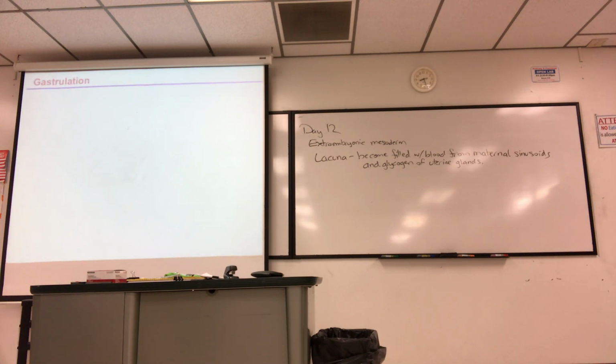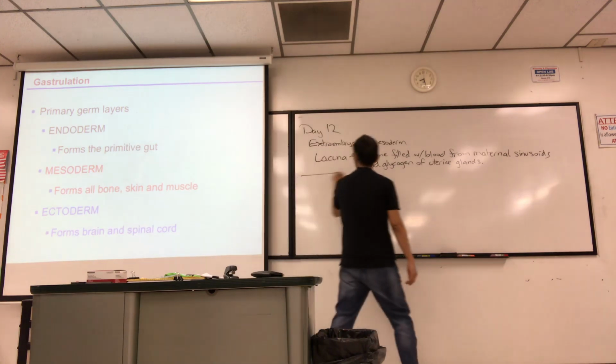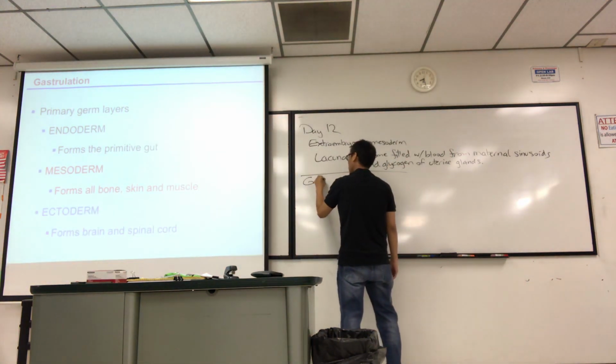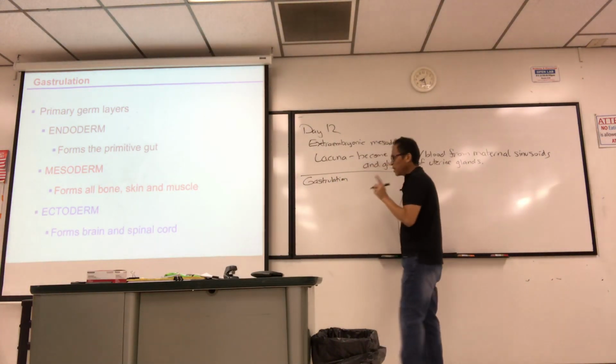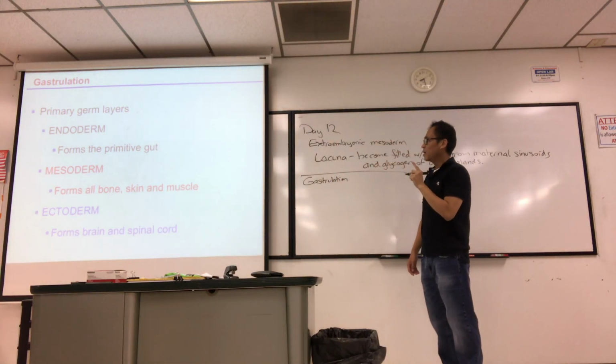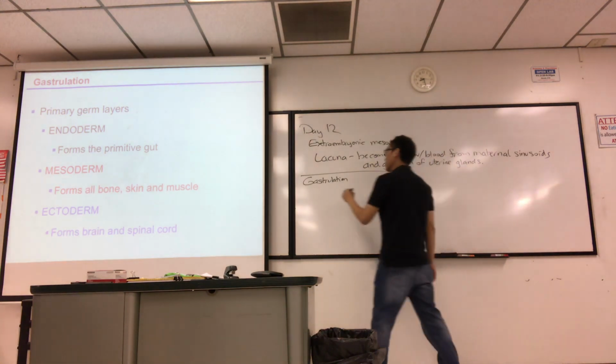Gastrulation is where you get this organization of 3 primary germ layers, shown here. And basically, they form all the organ systems in the body. So it's kind of an important event. I'll put this as a side note: gastrulation. What we'll see in our discussion is a bilaminar embryonic disc becomes a trilaminar embryonic disc.